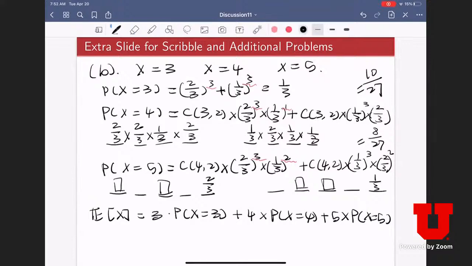All right, and now you have all of this. Now you have these 3 probabilities where you can just directly substitute into your expectation formula. Questions?